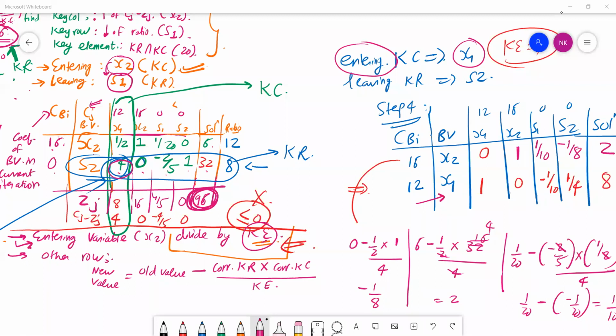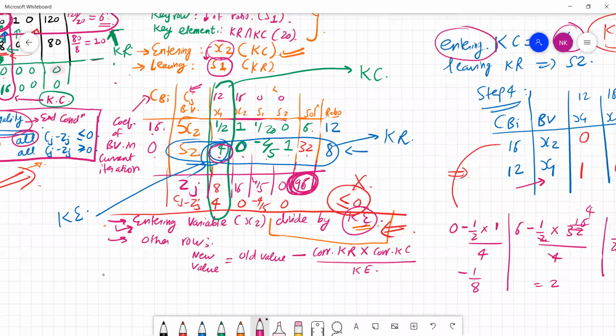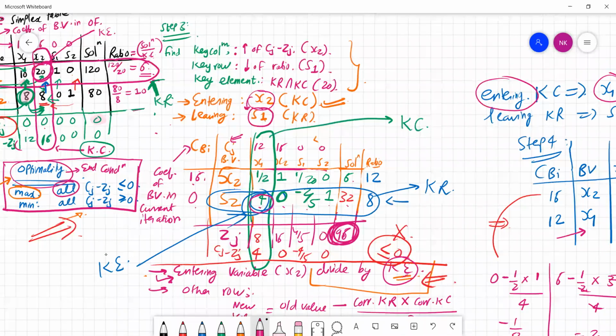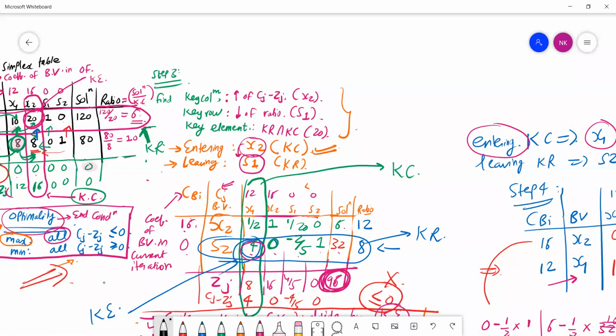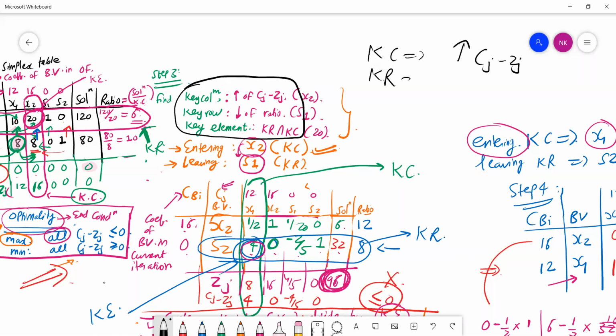There is one question about doubt in entering key column and leaving key row. How to decide it? Okay, fine. For this particular case, which is the entering and which is the leaving, this is the condition that you need to remember. For the key column, whatever highest value of Cj minus Zj is there, that will be serving as the key column. Key column will be having the highest value of Cj minus Zj, and key row will be having the lowest value of ratio.